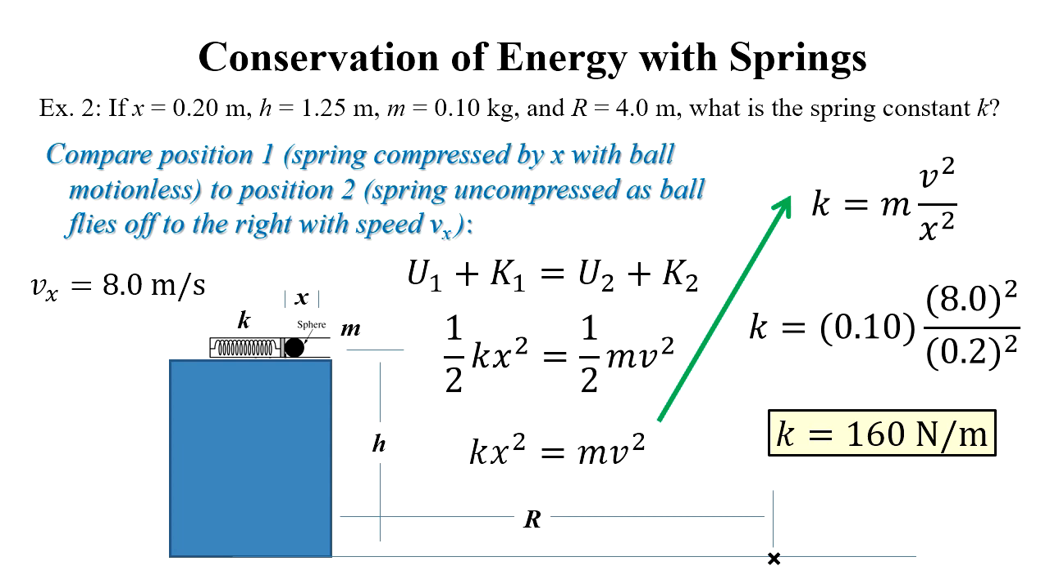If we set the potential energy in the spring equal to the kinetic energy of the ball when it leaves the spring, we've got 1/2 kx squared equals 1/2 mv squared. Easy to cancel out the halves. Solve for k, because that's after all what the question is asking us for, and we get that k equals m times the speed squared over the compression squared. Substitute numbers, and we get a quite reasonable value for the spring constant, 160 newtons per meter.